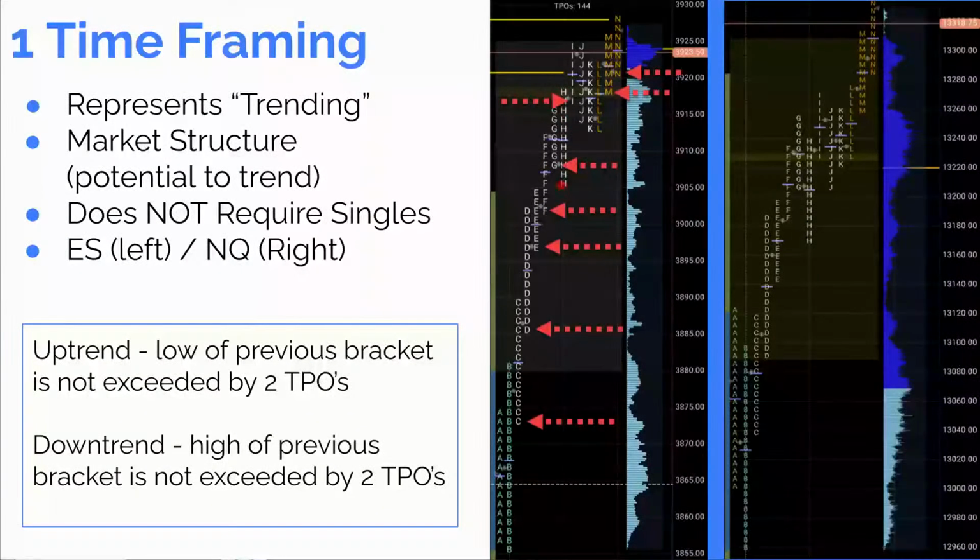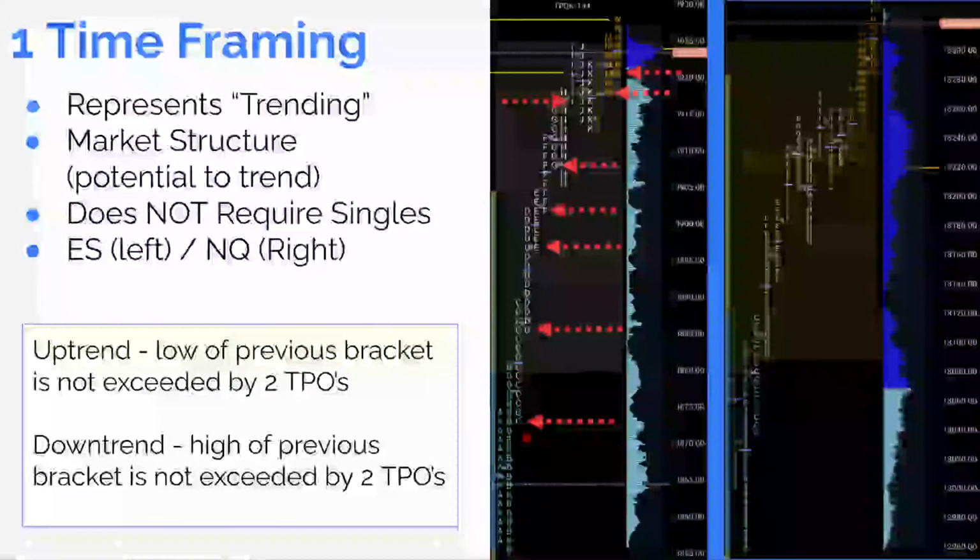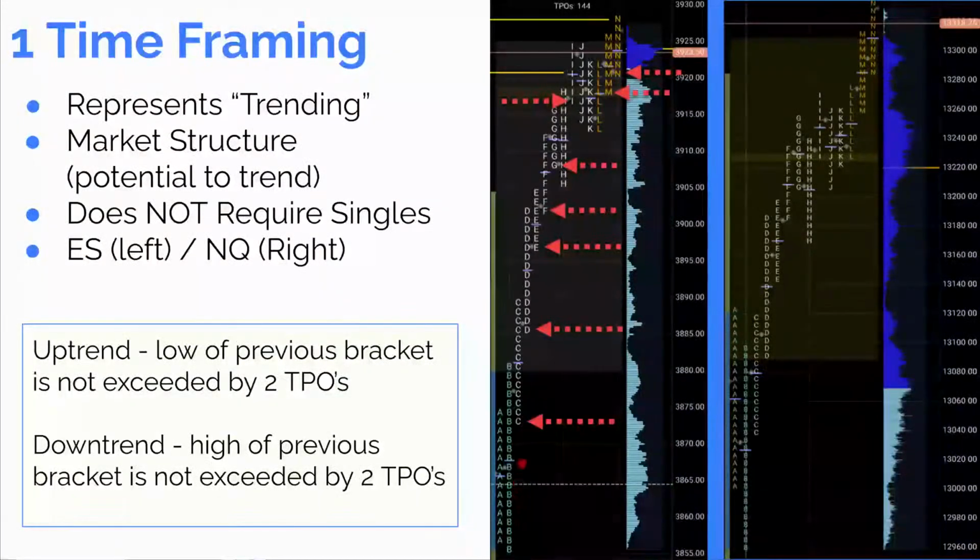What is important here is that if H had only gone below G, just one, and then went back up and continued, that would not be considered a break or an end to the one time framing. The stronger a trend is, the more consistent you'll have the one time framing. In a perfect day, an all trend day, which is extremely rare, each half-hour bracket would have a higher low.